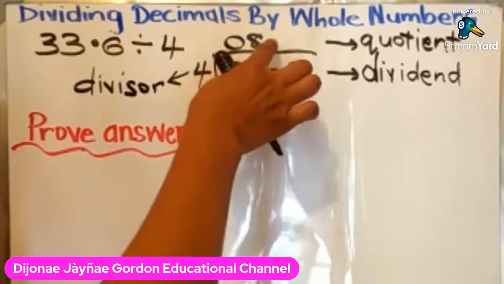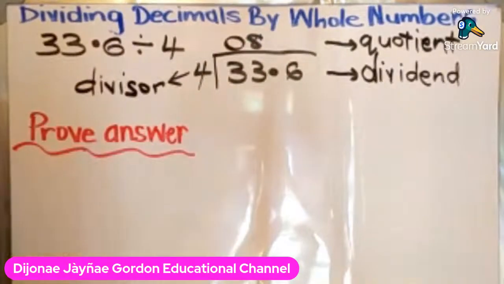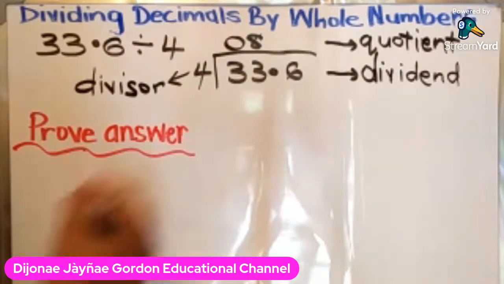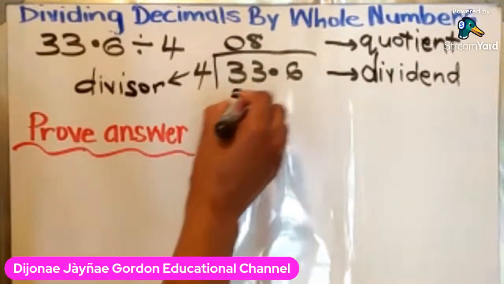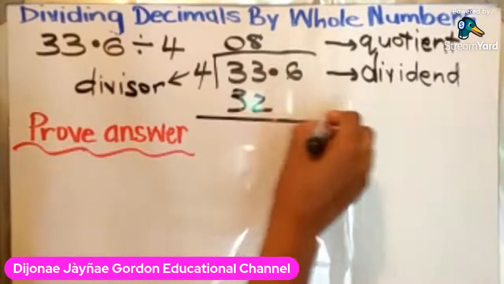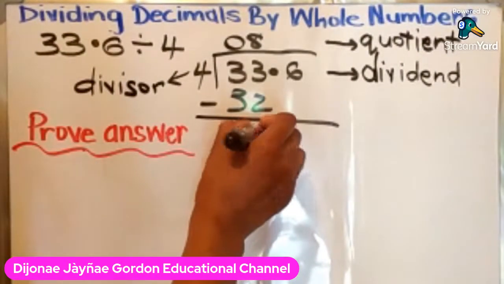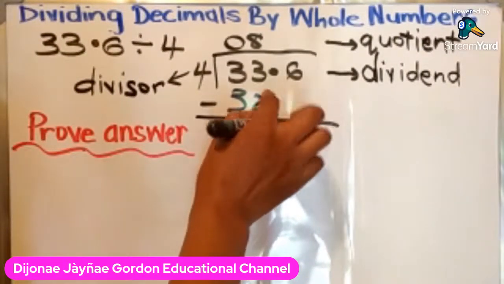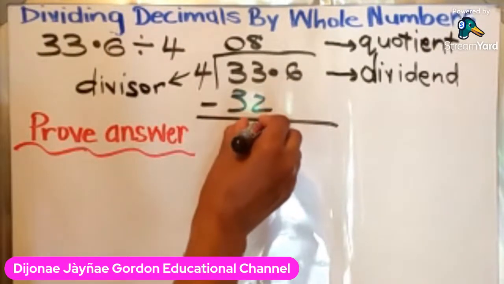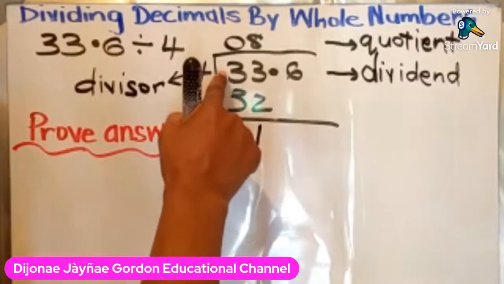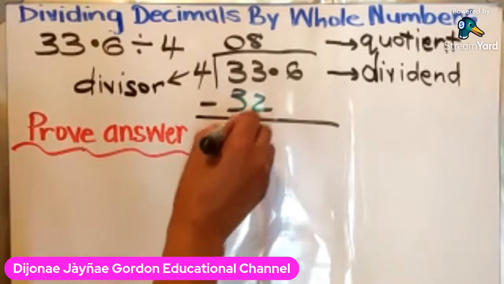And now I'm going to take my 8 and multiply it by 4. And of course, 8 multiplied by 4 or 4 multiplied by 8, it is 32. All right? So I'm going to draw my line, and the next step is to take away. All right? So now I'm going to take away 32 from 33. And of course, I am going to have 1 left. Or I can say 3 take away 2, you have 1 left. And of course, 3 take away 3, you have 0 left.